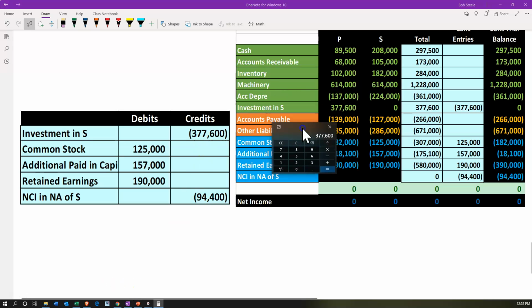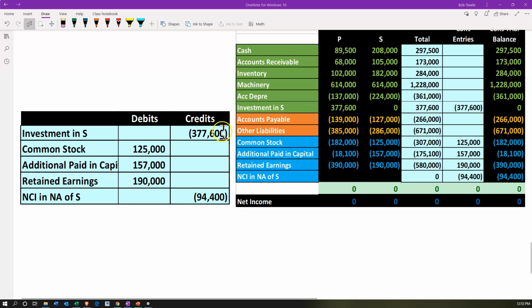And then we can do the same thing. I could take the equity side here, which would be the 125,000 plus the 157,000 plus the 190,000. That's that 472. That 472 is also reflected here with those numbers here. And then we can multiply that times the non-controlling interest. Let me do that one more time. 125,000, 157,000, 190,000 times the 0.2, and there's the 94.4.